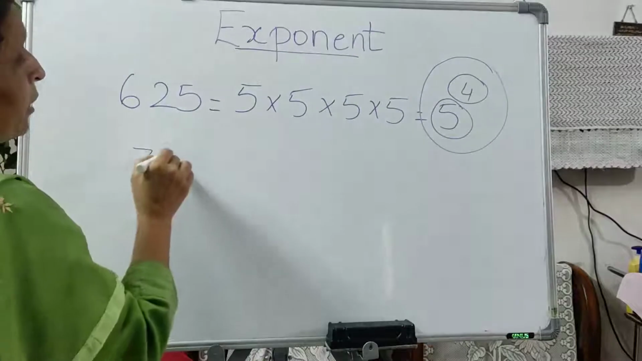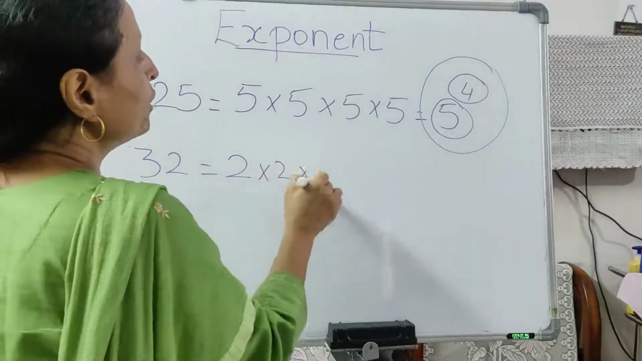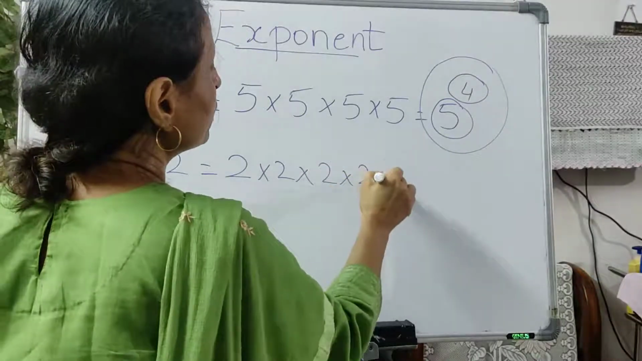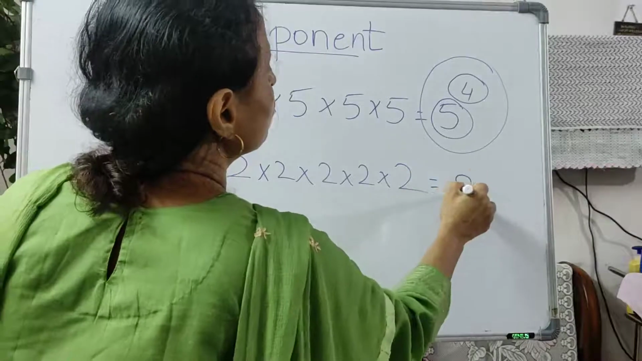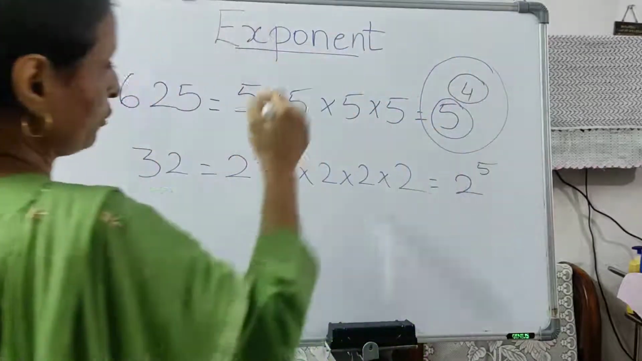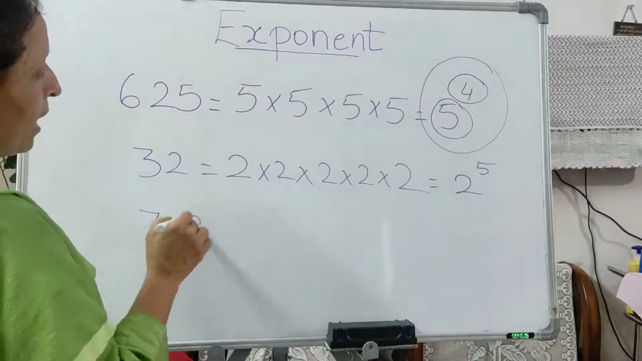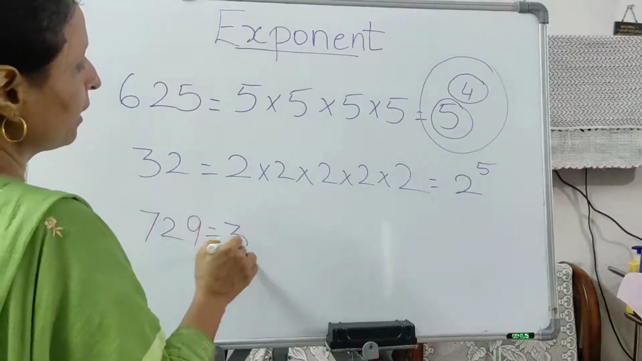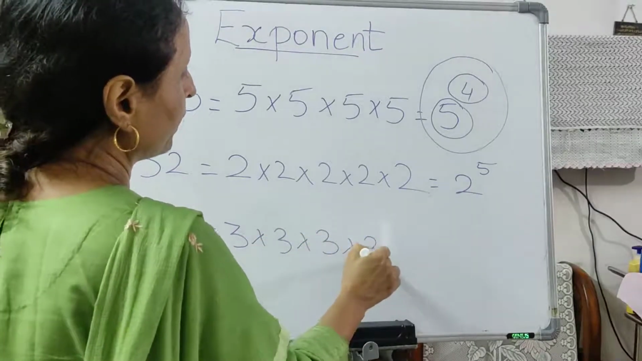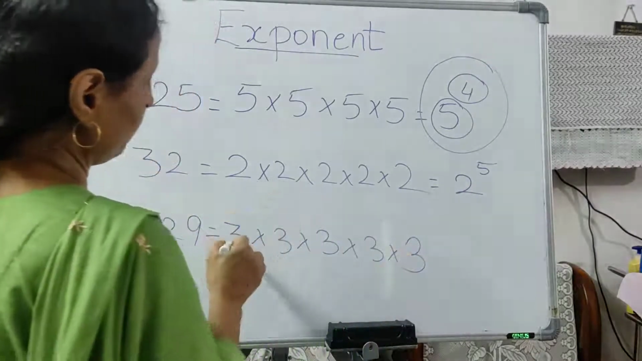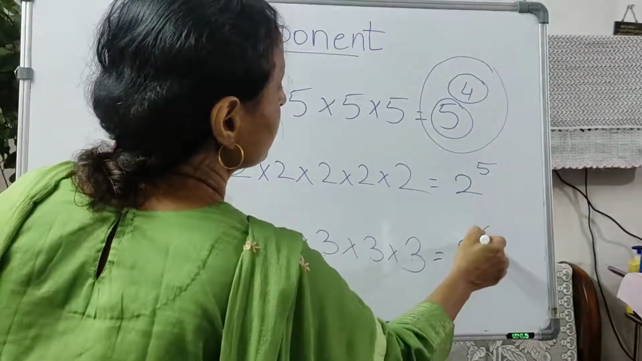Now take 32. 32 you can write as 2 into 2 into 2 into 2 into 2. 1, 2, 3, 4, 5. So 2 raised to 5 is 32. Now 729. 3 into 3 into 3 into 3 into 3 into 3, 6 times. 1, 2, 3, 4, 5, 6, so it is 3 raised to 6.